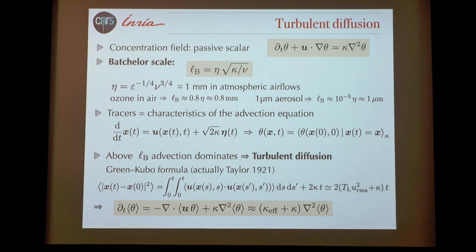So now, typically, if we look at applications, in atmospheric conditions, typically the Kolmogorov scale, this η, the scale below which the flow is smooth, is of the order of 1 millimeter. So that's typically the scale that we are interested in for atmospheric flows. And now if we try to estimate, for some kind of pollutants, for instance ozone or aerosols in air, what will be the corresponding Batchelor scale?